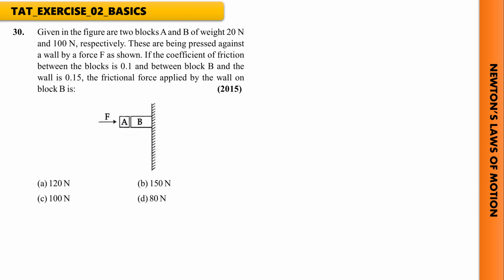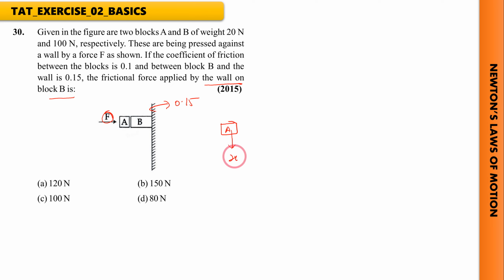In question number 30, in the given figure, two blocks are given. A has 20 Newton weight and B has 100 Newton weight. They are being pressed with the help of a force F. The coefficient of friction between the blocks is 0.5 and that of the wall is 0.15. So what is the friction force applied by the wall on block B? See, because this has been pressed, the system is not moving. So just observe A.